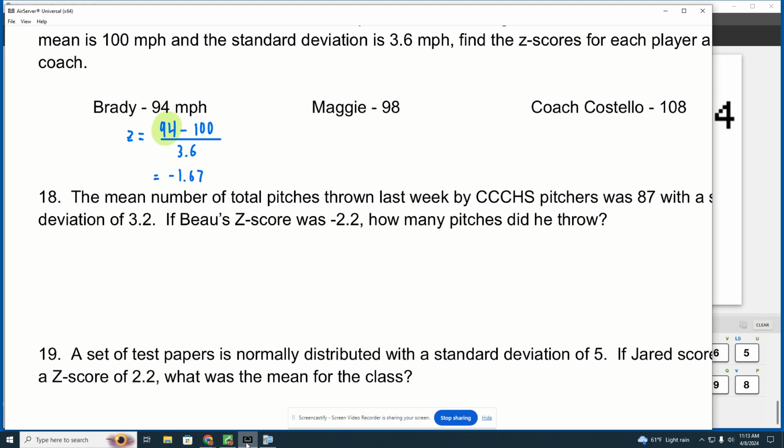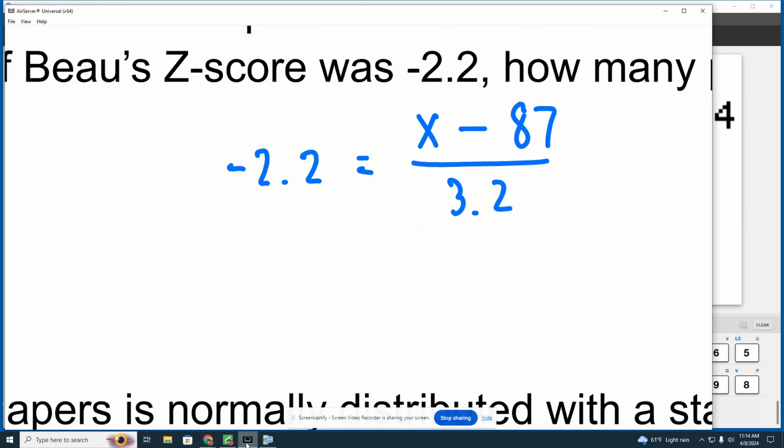So let's look through this problem. What's z-score? Negative 2.2 equals, we don't know Bo's pitches, minus, what's the mean though? 87. It told me. The mean was 87 with a standard deviation of 3.2. So I'm trying to find x. You follow?